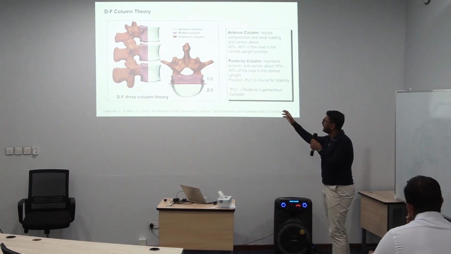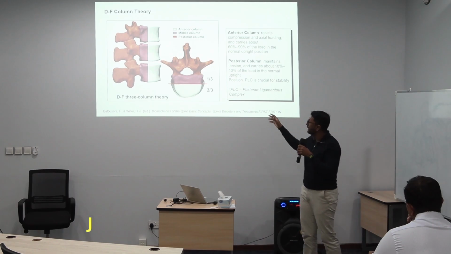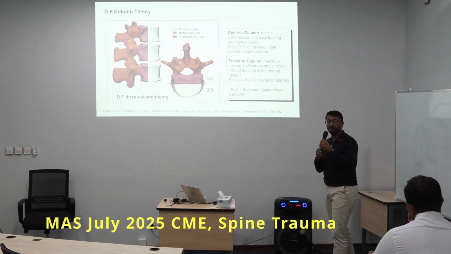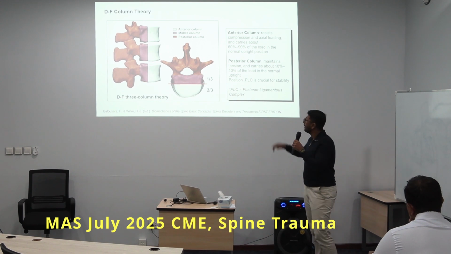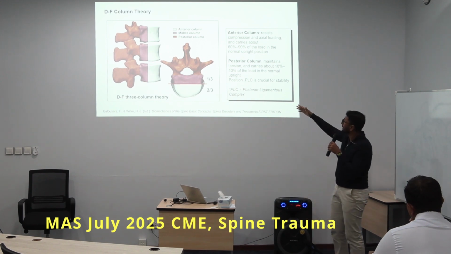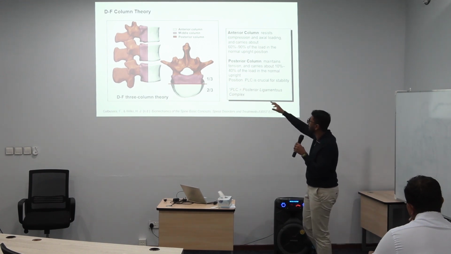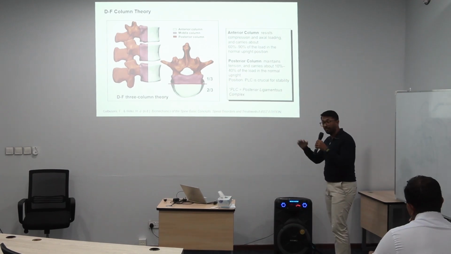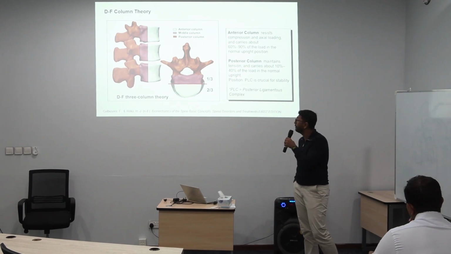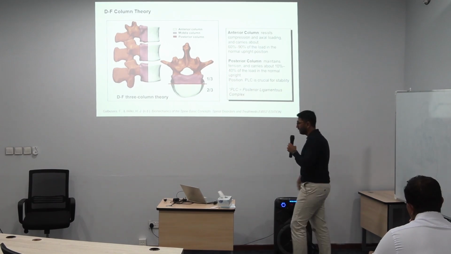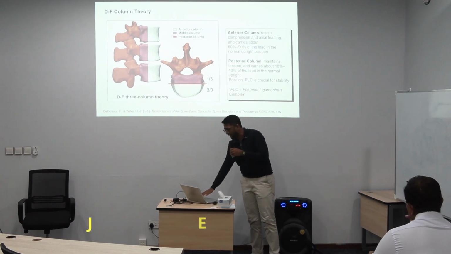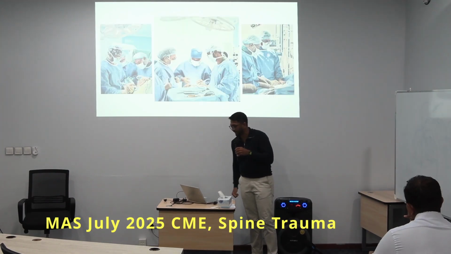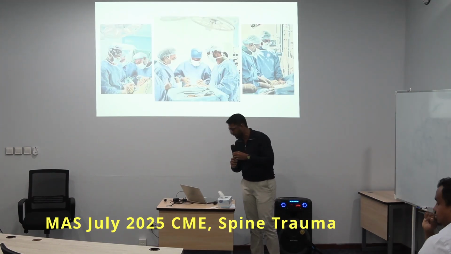Your anterior column, the anterior 2/3 and 1/3, consists of the vertebral body, which transmits the majority of the compression forces, while your posterior aspect, the spinous process, the posterior ligamentous complex, the pedicles and the lamina, helps in prevention of sudden buckling movements when it comes to trauma. So it's important to learn the DF column theory when it comes to spine trauma. That concludes my short presentation on spine anatomy. Thank you.